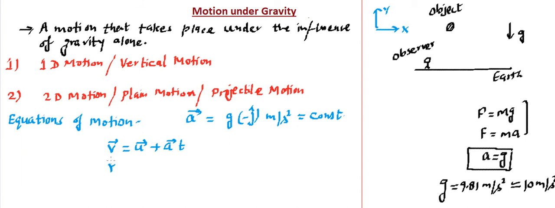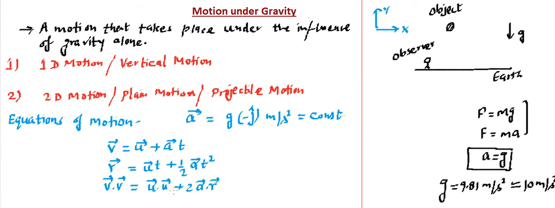Displacement of the particle is going to be ut plus half a t square, where a we know and u will be given to you because u is the initial velocity. So initial velocity also influences the other parameters. And then we can write the third, which is v vector dot v vector is equal to u vector dot u vector plus 2 times a vector dot r vector. R is the displacement vector.